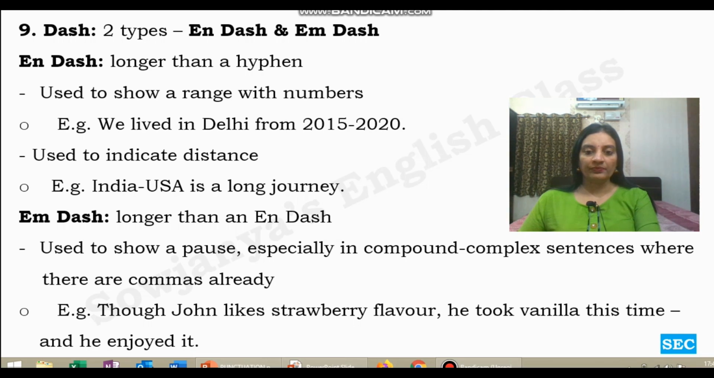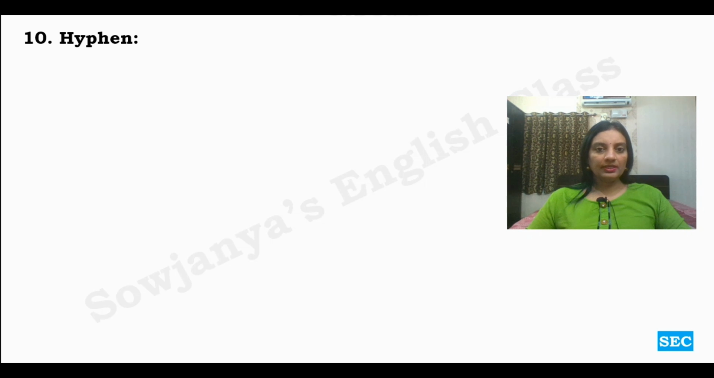See here, one comma is there. We can separate this also with a comma. To avoid the usage of comma, to make the sentence interesting, we have used a dash over here. This is called an M dash. And next, 10th one is hyphen.